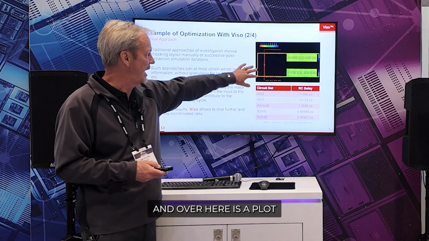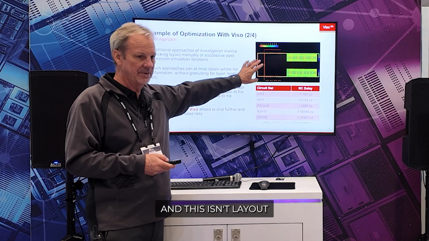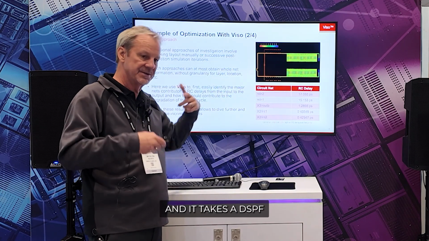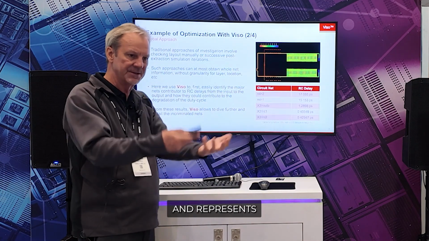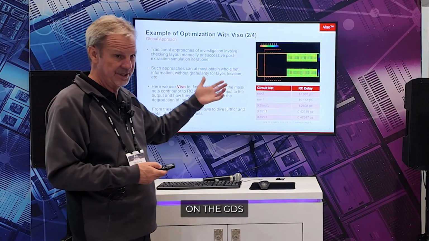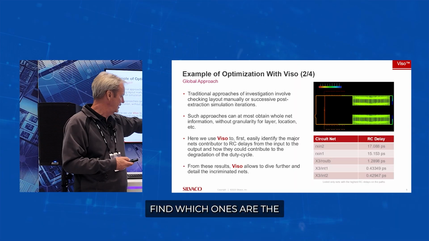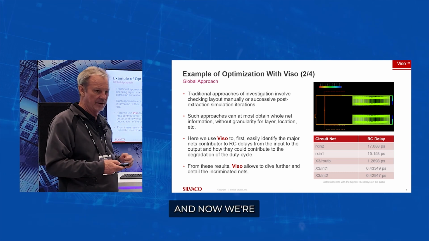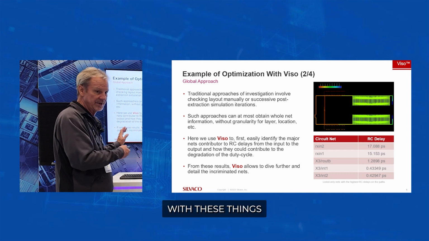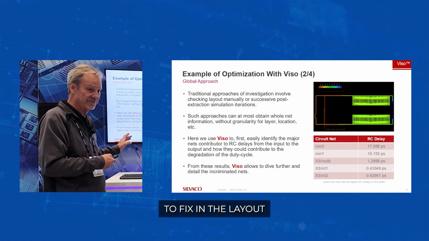And over here is a plot, and this isn't the layout. This is actually the Viso GUI, and it takes the DSPF in and represents the layout in the Viso GUI. You can also overlay that on the GDS, and I'll get to that a little bit later. So now we can easily find which ones are in violation, and now we're going to go one level down in detail and try to analyze what's really going on with these nets to figure out what we need to fix in the layout.